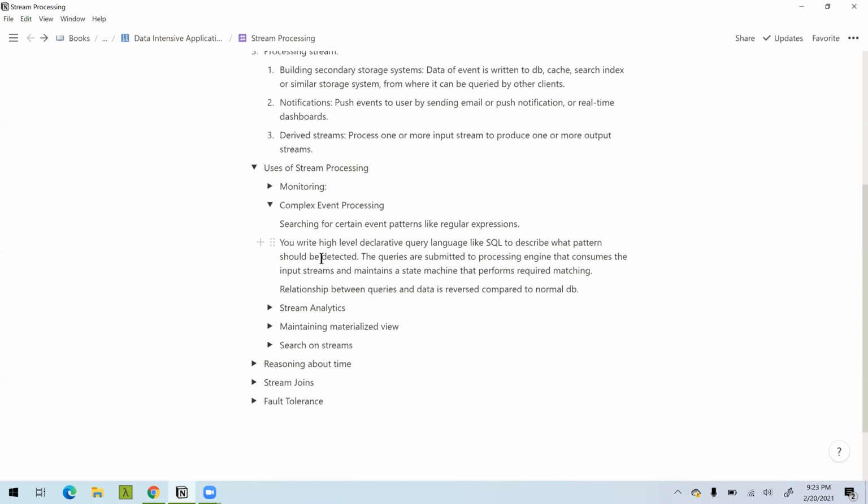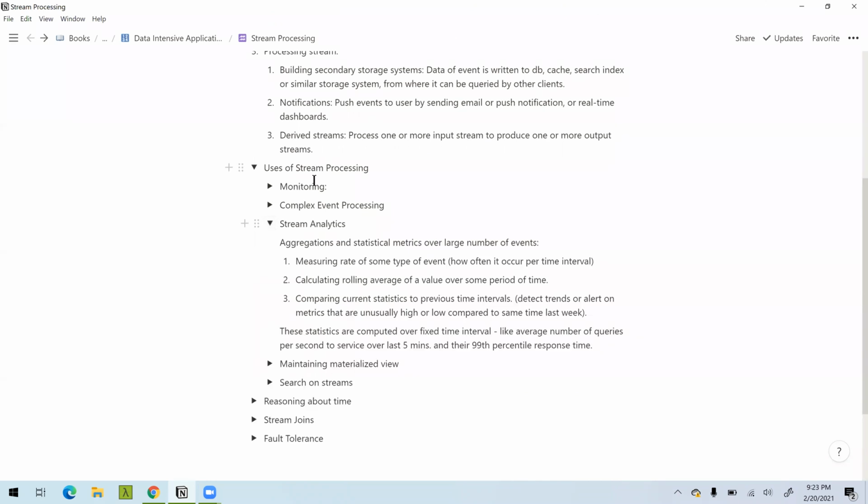But here you are storing the query. The query is whatever kind of event pattern that you're looking for. So that is stored permanently, and your data, the events which you are receiving, are temporary. Those events are matched for that query pattern. If they are matched, then the user is notified, right? So again, that is one more use of stream processing, how you would be using your streams, right?